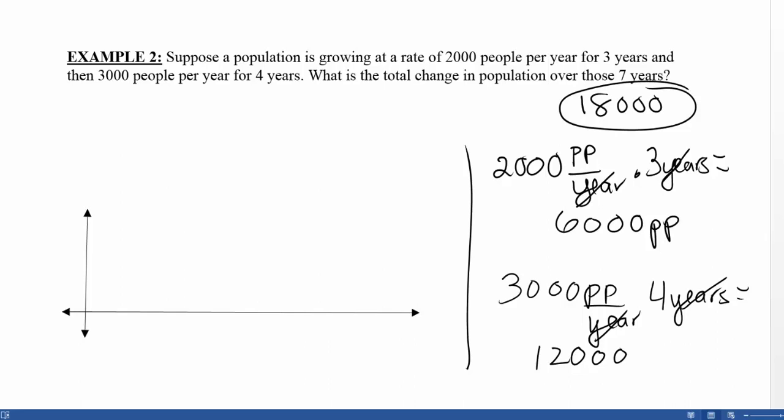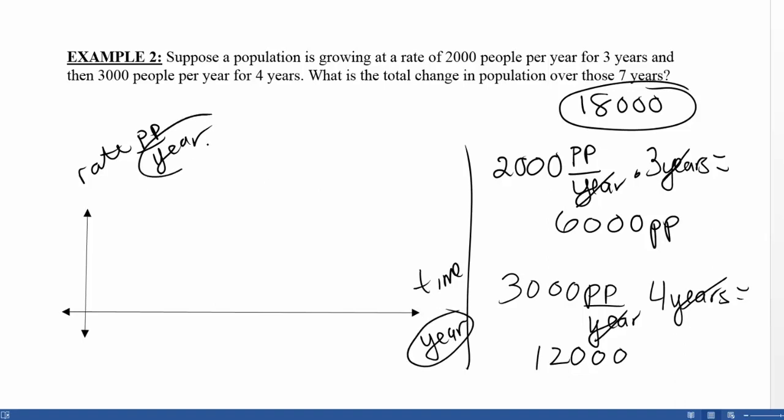Similarly, if I wanted to graph this, again, I'm going to graph my rate versus my time. My rate, again, is in people per year, and my time is in years, so those match. We always need the independent units to match the bottom of our rate in order to be able to do this kind of analysis. So 2,000 people per year, again, that's a constant rate. So our constant rate is going to happen for 3 years. So 2,000 people per year for 3 years, and then 3,000 people per year. So our rate's going to jump up to 3,000 for another 4 years. So that goes till 7, from 3 to 7.